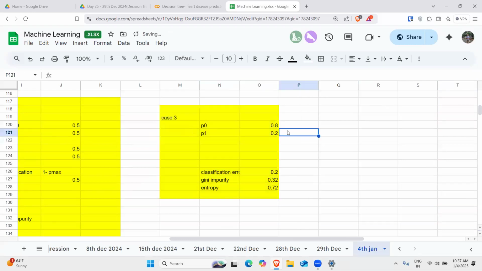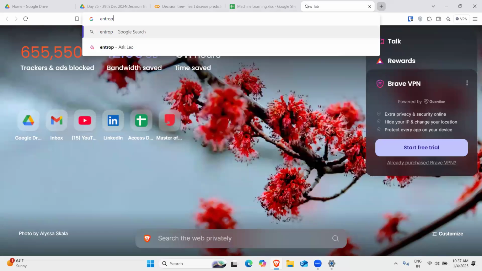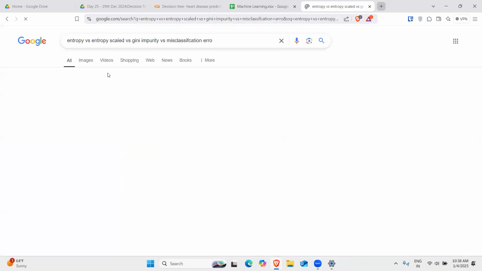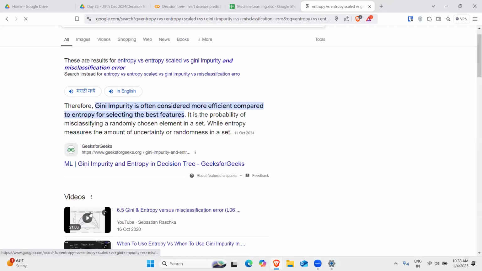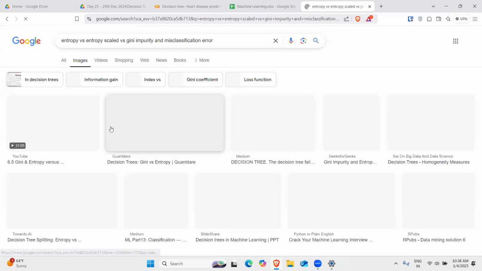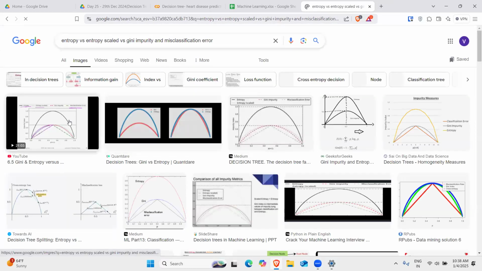Now, if you just take out the comparison, a diagram between impurity measures: entropy versus entropy scaled versus Gini impurity versus misclassification error. If you just take this diagram, this is what I'm talking about. You'll get this over here.